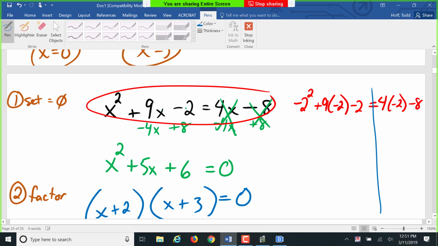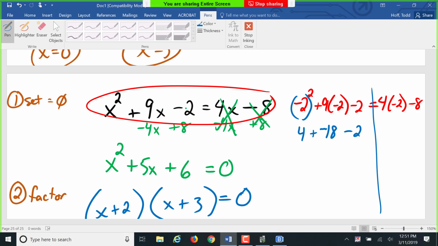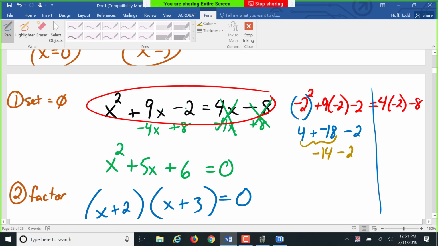Now I'm going to do the left side first and then the right side and see if we get the same value. On the left side, I should have put that in parentheses, what is -2 squared? 4. 9 times -2? -18. Good. Then we go back to 4 plus -18. -14, and -14 minus 2? -16. On the right side, what's 4 times -2? -8. -8 minus 8? -16. So the -2 works.